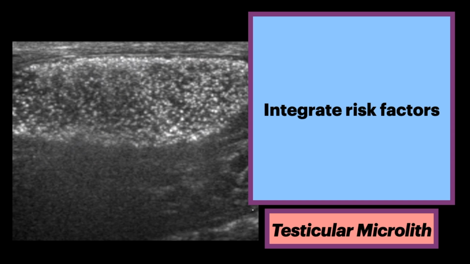In this separate case, we see extensive microlithiasis, which limits adequate assessment of the testicular parenchyma. And here's bilateral testicular involvement. Distribution may be asymmetric. If there's no soft tissue mass, these findings are again not palpable, and they're benign.